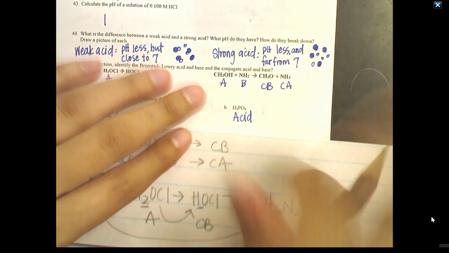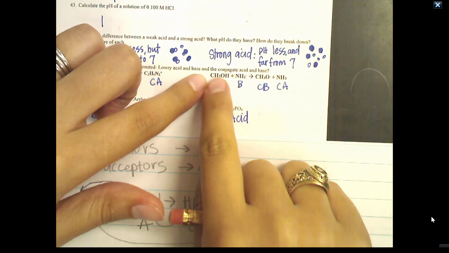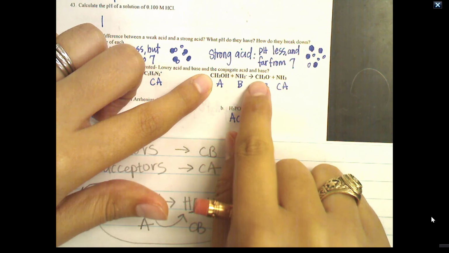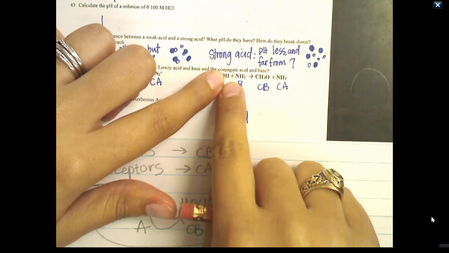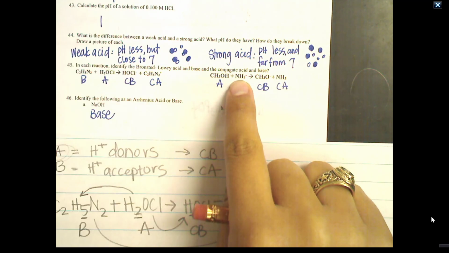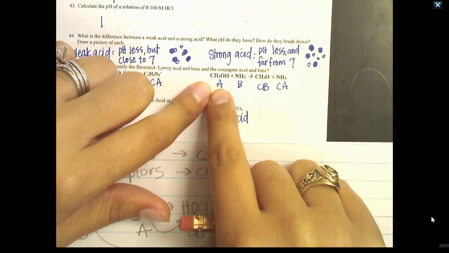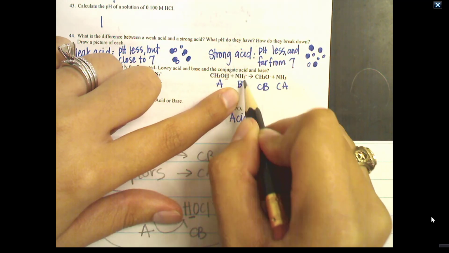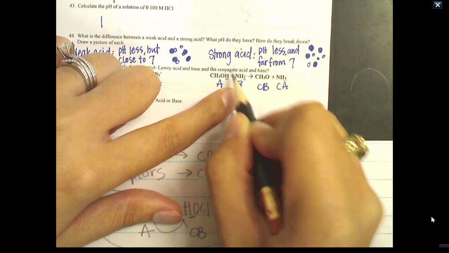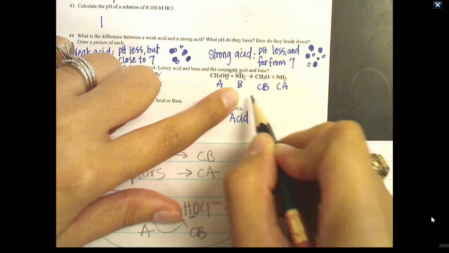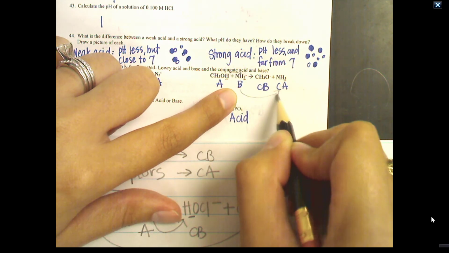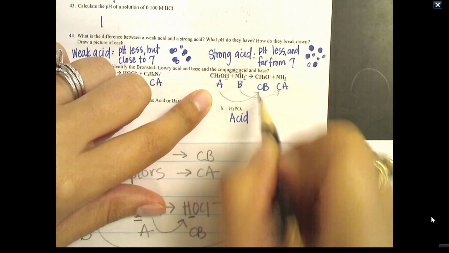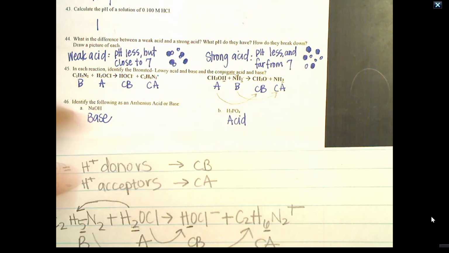Okay, and if we look at this other one, I have CH3OH, and then I just have CH3O, which means this H is missing. I have NH2 and NH3, which means this NH2 is going to be receiving one. So this is my acid because it's donating this last H. This is my base because it goes from 2 to 3, which means it's receiving a hydrogen. And then my base becomes the conjugate acid, and my acid becomes the conjugate base.